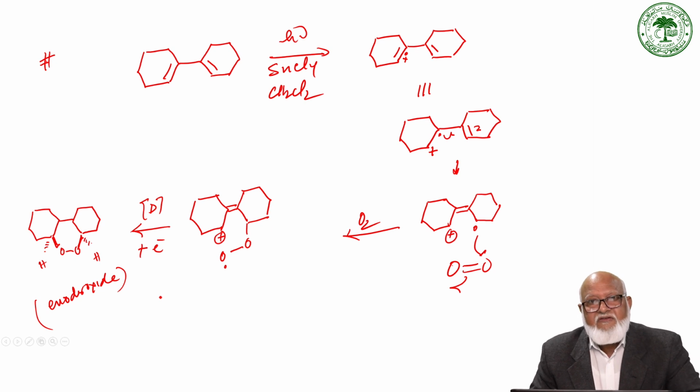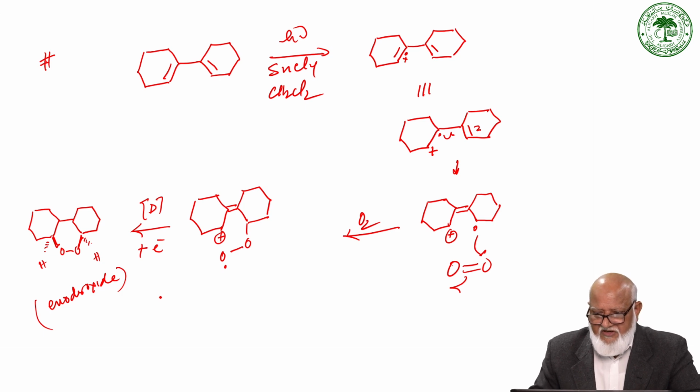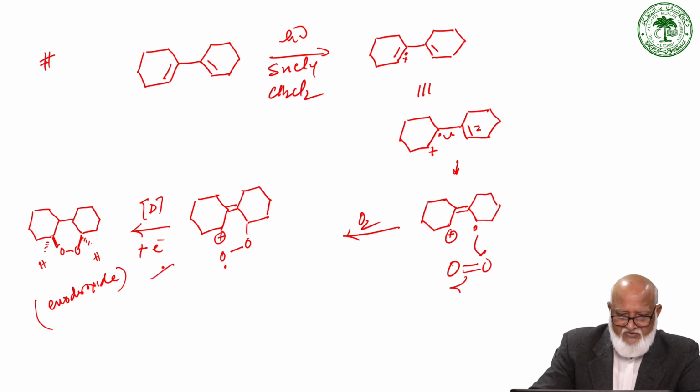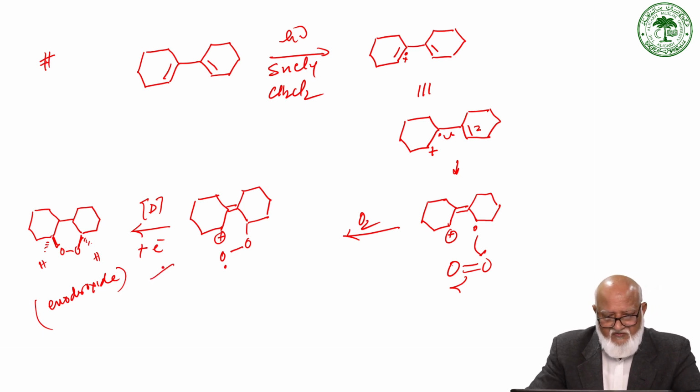So this is another example of the existence of a radical cation species, trapping of the radical with oxygen to generate a peroxy radical, and the transfer of one more electron to give an anionic species which can couple to give the final product.